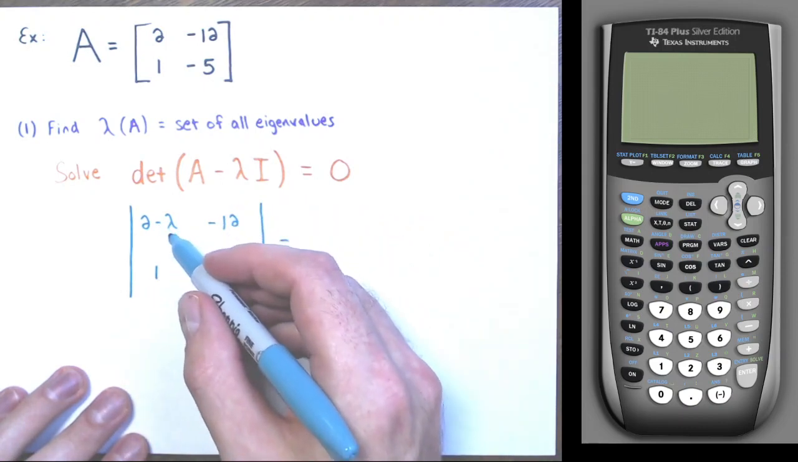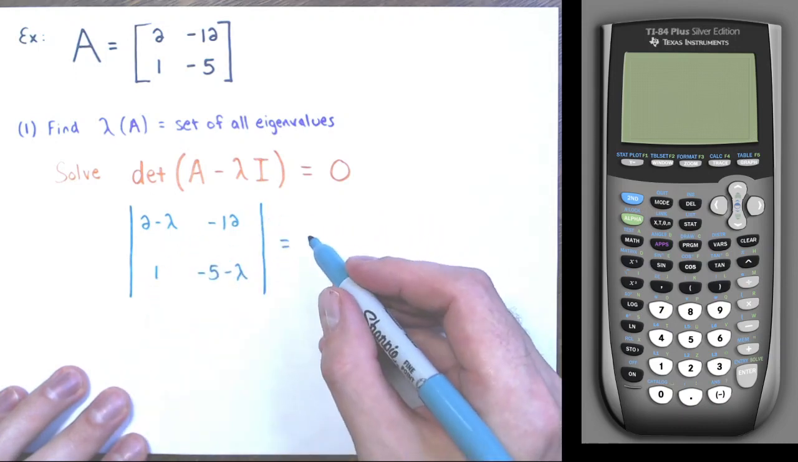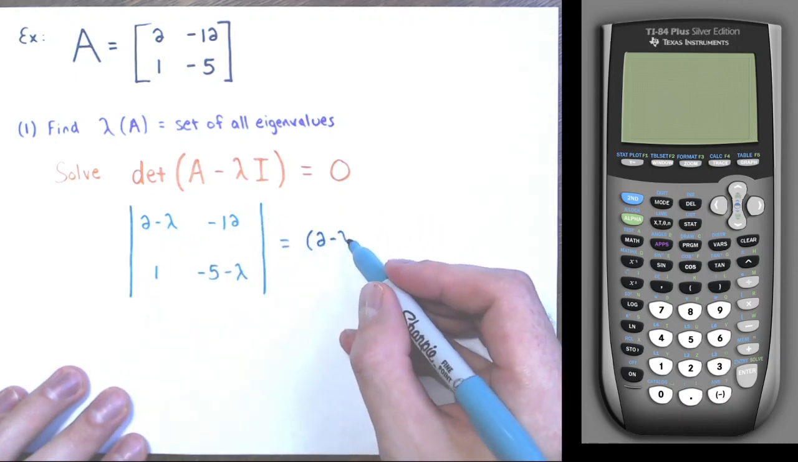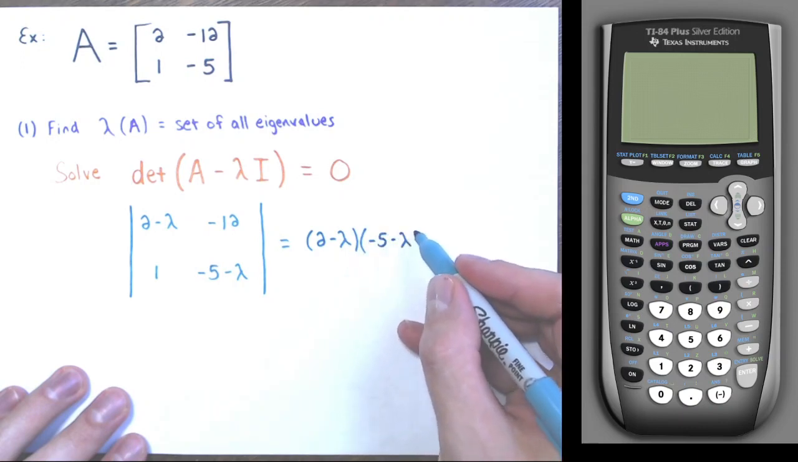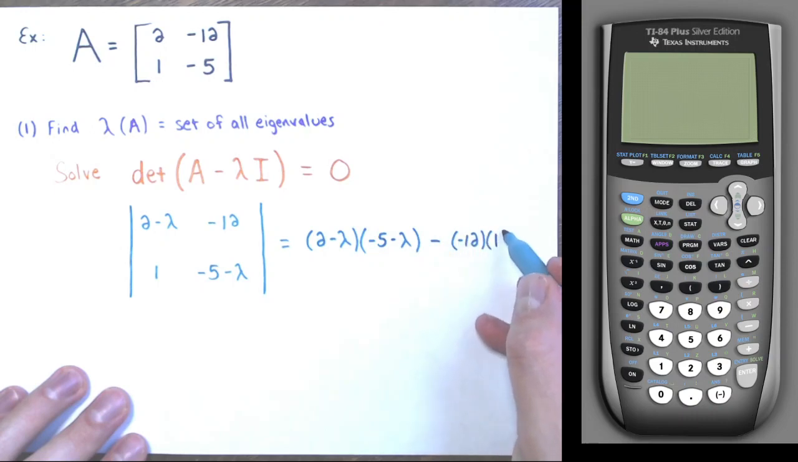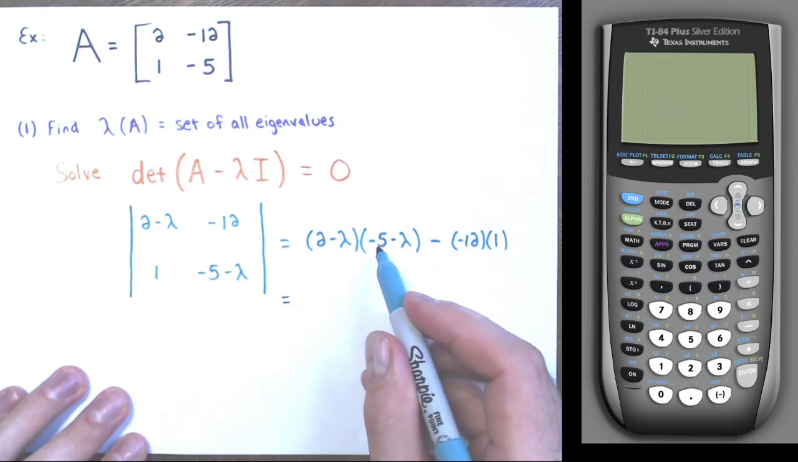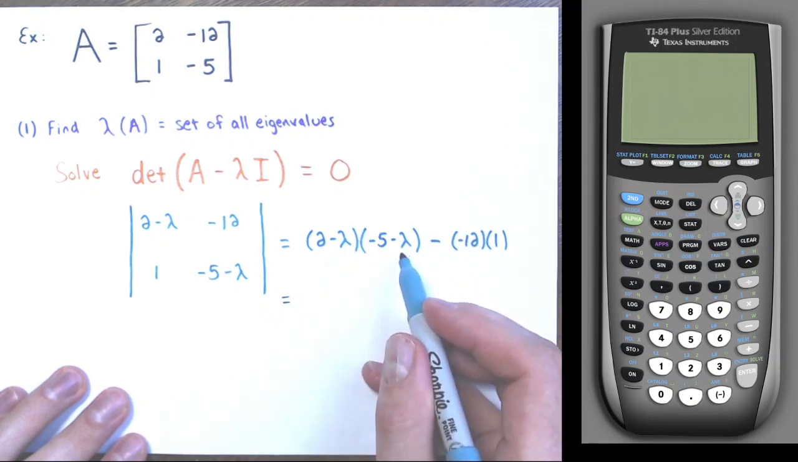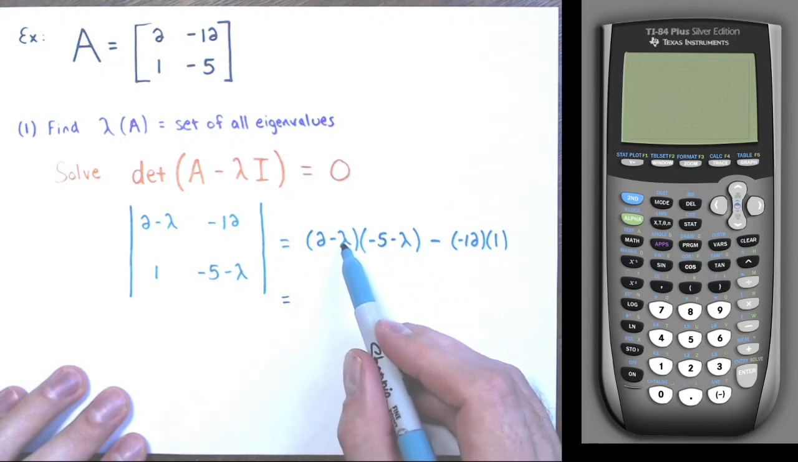Now this is a simple 2 by 2 matrix determinant. So I'm going to take this cross product minus this cross product. So it's 2 minus lambda multiplied by negative 5 minus lambda, minus negative 12 times 1. In multiplying these two, I'd get a quadratic polynomial in lambda.